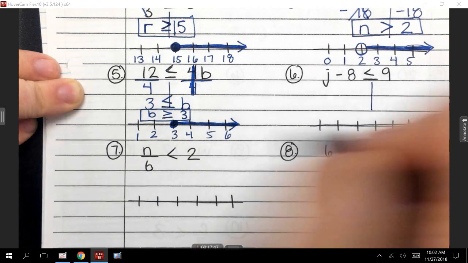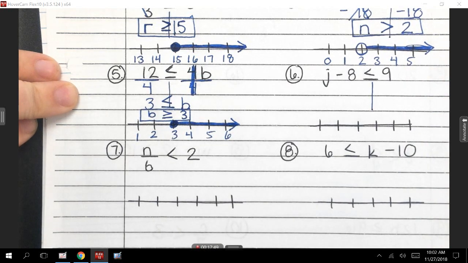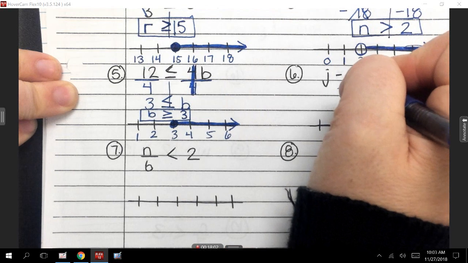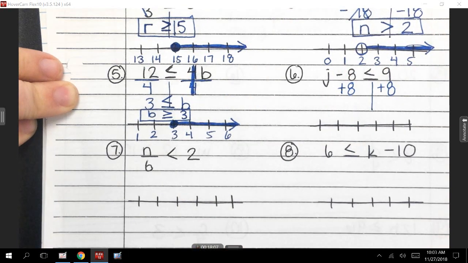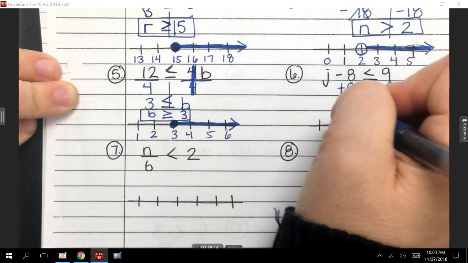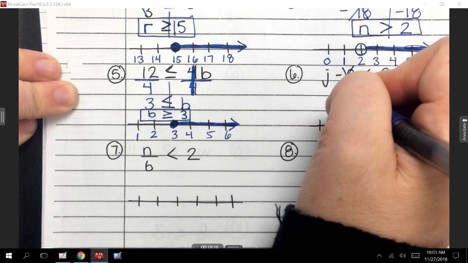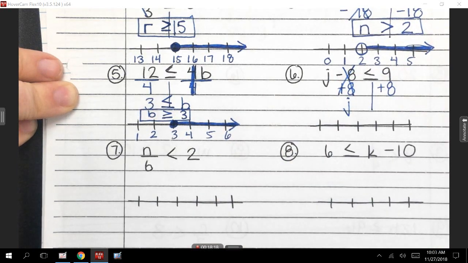Number 6. Getting a little repetitive, but that's good. That means we're practicing a lot. Harper, what do I need to do on number 6? Add 8. Make sure we're doing that to both sides. Michael, what happens to my minus 8 and plus 8? We bring down the j. Make sure we're showing that minus 8 and plus 8. They cancel out. Make sure we mark those out.